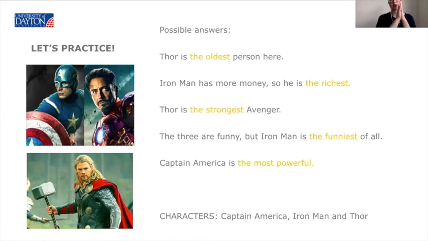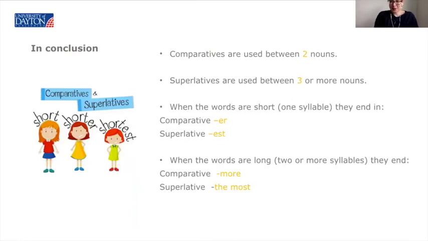But the important thing is the things that are in yellow, okay? Captain America is the most powerful, okay? Now, let's sum it up. In conclusion, comparatives are used between two nouns, that we practiced between Captain America and Iron Man, right? And then superlatives are used between three or more nouns, which is when I asked you to think about Thor as well, so we had three of them. When the words are short, one syllable, they end in ER if you're talking about the comparative form, and if you're talking about the superlative, EST, okay?